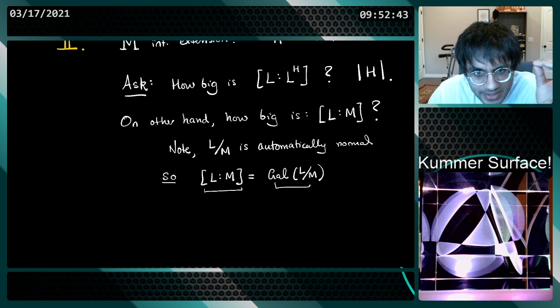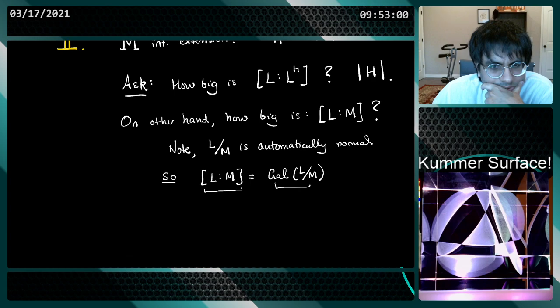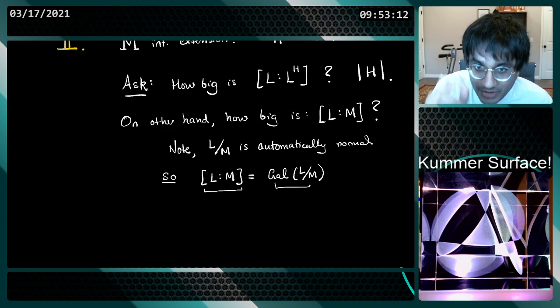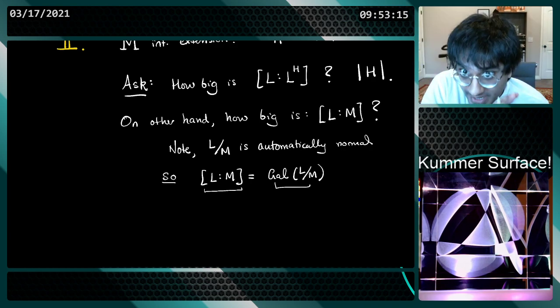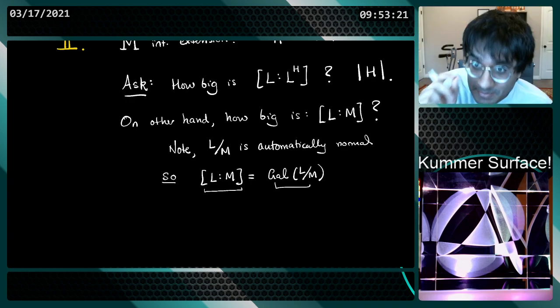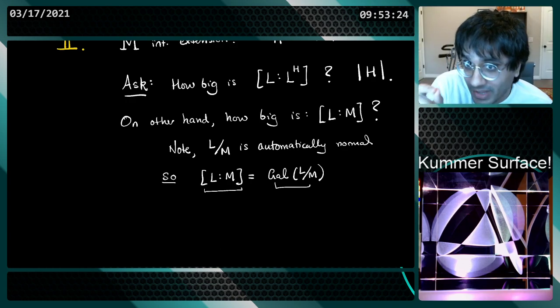You just have to count something in two ways. How big is this? This is H. And how big is this? This is, oh yeah, sorry, it's the Galois group of L over M. I am very bad at math. Okay, it's the Galois group of L over M. Let me write down the definition of the Galois group of L over M.